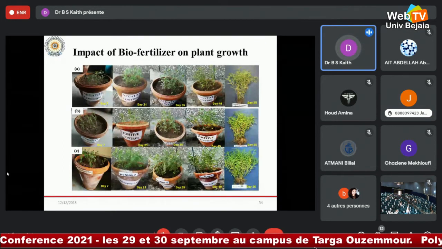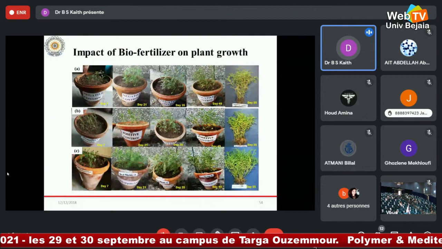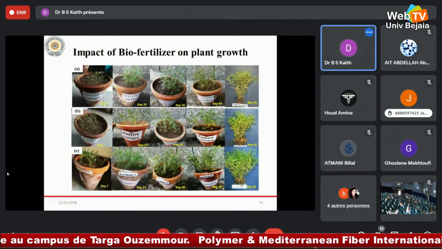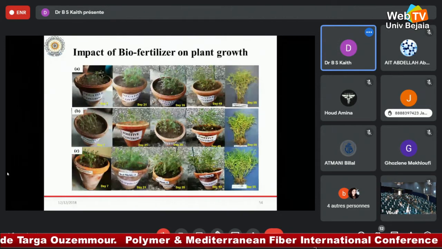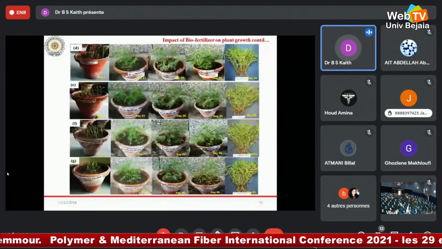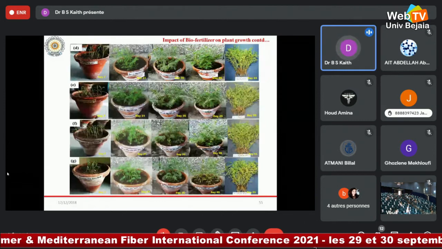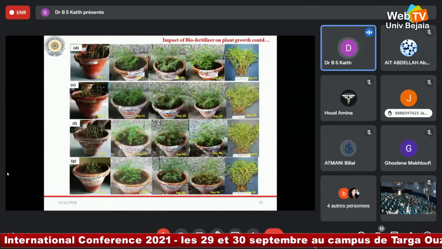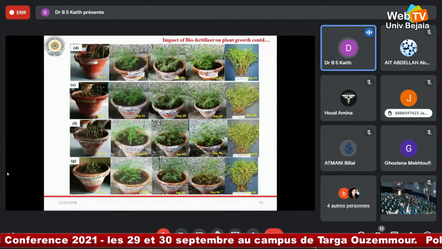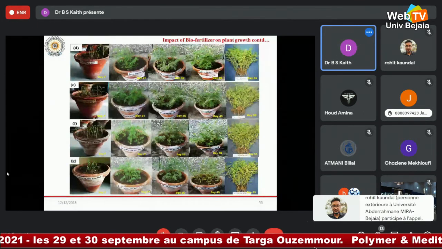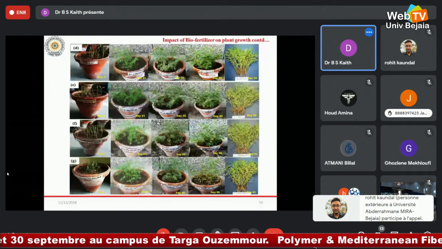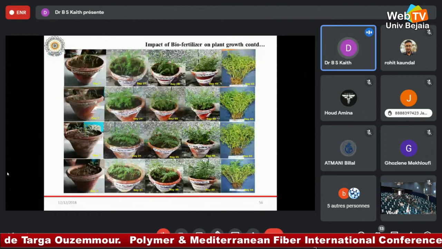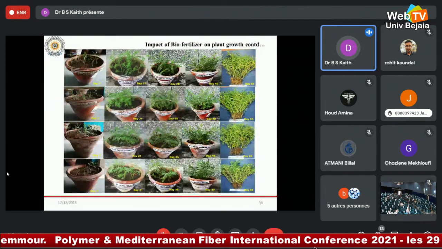So you can compare yourself the growth in case of test samples, in case of positive control, and in case of negative control. Similarly, you'll find these are all test samples, different devices, samples we synthesized in our lab, we used for the controlled release of fertilizer to the plants. This is the impact of biofertilizers on plant growth. You see yourself, the growth was very good.